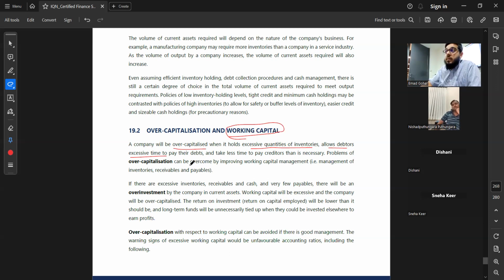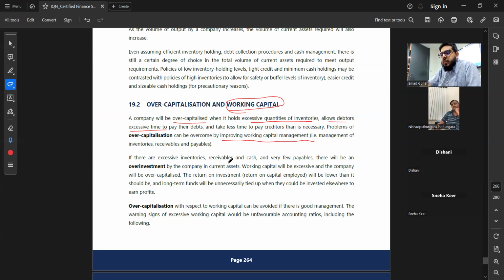Working capital management. So we did different exercises. If you remember, I gave you assignments also. So we discussed how to improve working capital management. Remember the different ways: follow up, call your customer, send a reminder, send an email. There were full steps we discussed like that. So if you have excessive inventory, receivables or cash or whatever, there will be an over investment by the company in current assets, which is basically a current ratio of more than 2, more than 3, like that, which is not good.